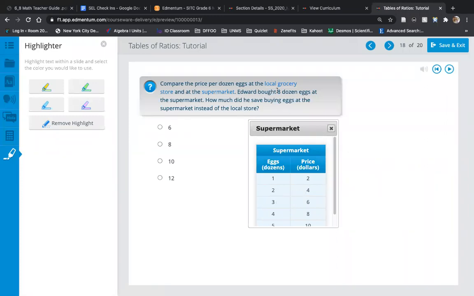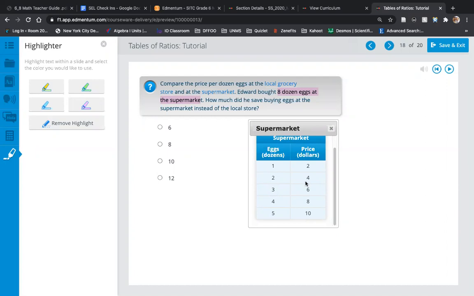Now it's saying Edward bought 8 dozen eggs at the supermarket. So he bought 8 dozen eggs, but it actually doesn't give us a number for 8, right? So you have to do a couple of things for this question. I'm not gonna answer it for you, I'm just gonna help get you started. First thing we need to do is figure out how much money he is gonna need to spend to buy 8 dozen eggs at the supermarket.